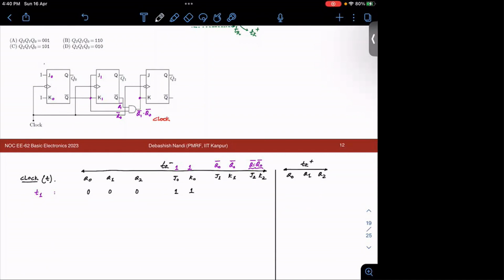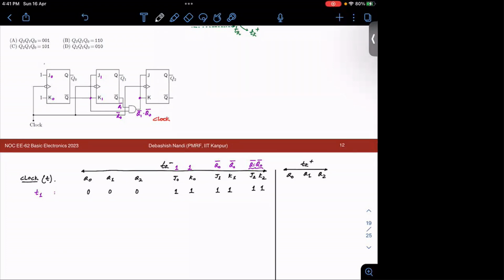What about your J1, K1? J1, K1 is nothing but your Q0 bar, right? So your Q0 is 0, so this will be 1. And whatever is your J2, K2 is Q1 bar and Q0 bar. So both will be 1. Fine.